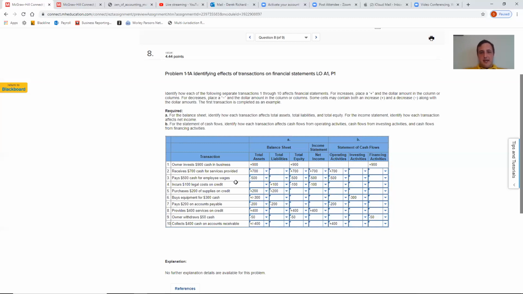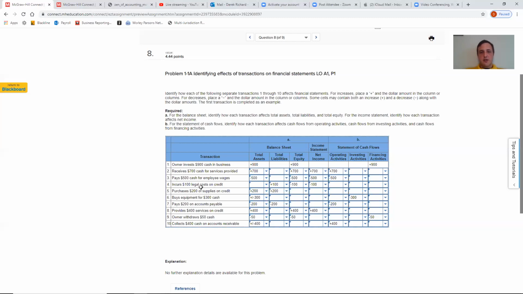Now we paid cash, so cash is leaving, so the assets are decreasing, for employees' wages. Wages is an expense into equity. It's decreasing our equity. It's an expense, so it's going to be shown as a negative on the income statement. Again, cash is leaving the door because of an operating activity.